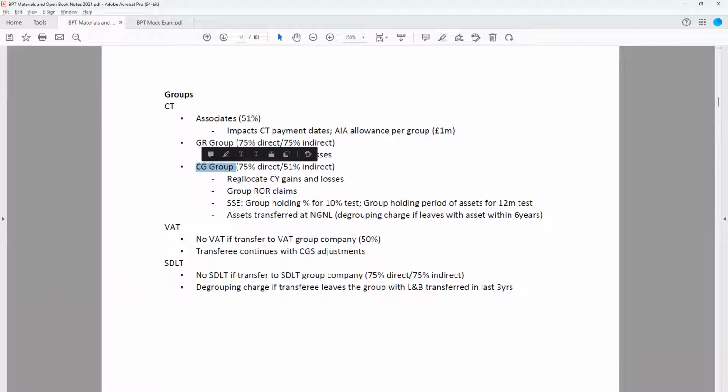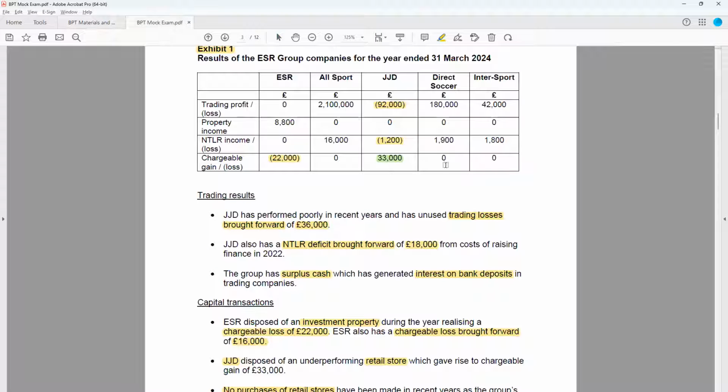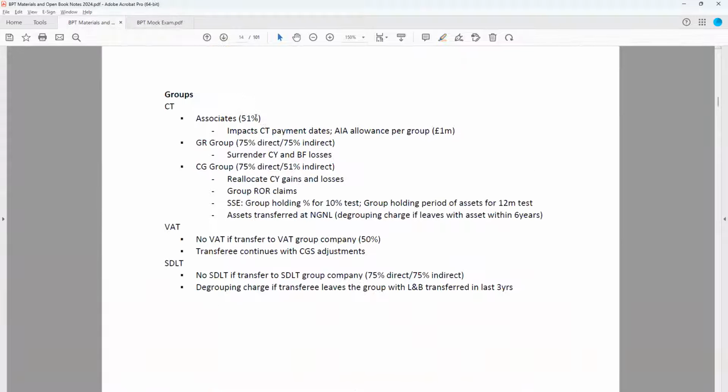Just like being part of a chargeable gains group: yes, it can mean you can do group-wide rollover relief claims. It does mean you can aggregate SSE holdings for SSE. It does mean you can transfer assets at no gain, no loss. But that's only relevant if the group are doing these things. So only bring this into your answer if it's specifically relevant. But clearly the number of associates is going to be relevant here, because that's going to impact the rate of tax, the payment dates, etc.